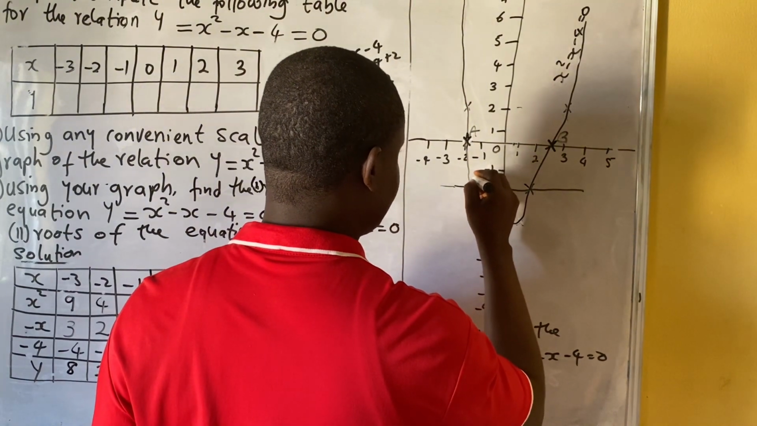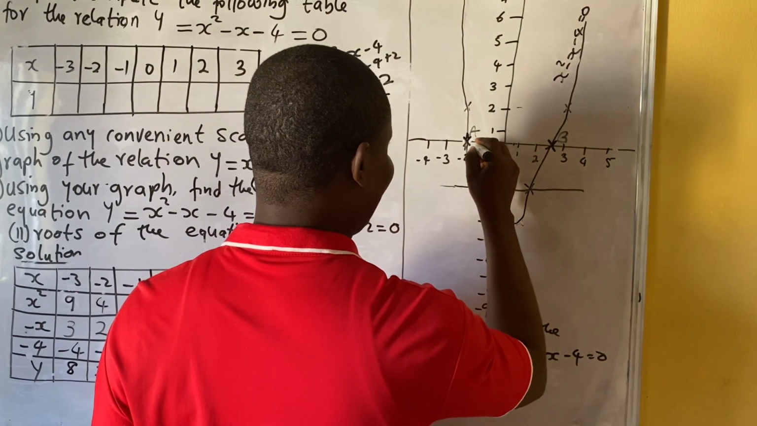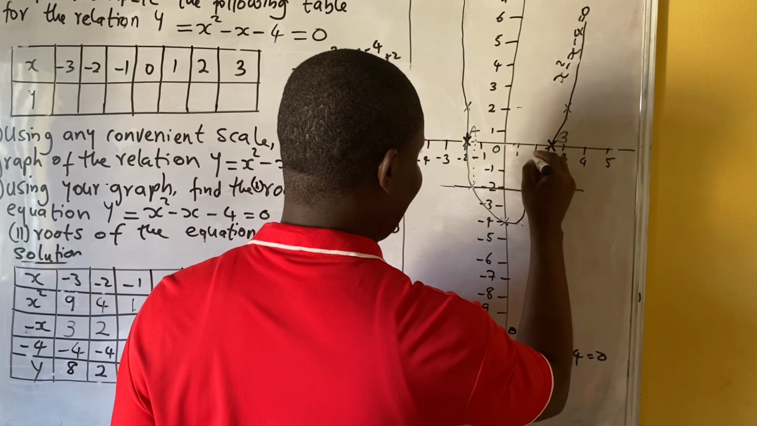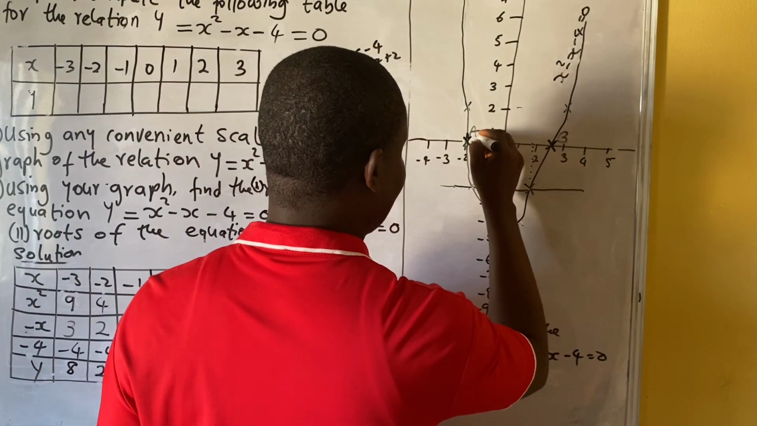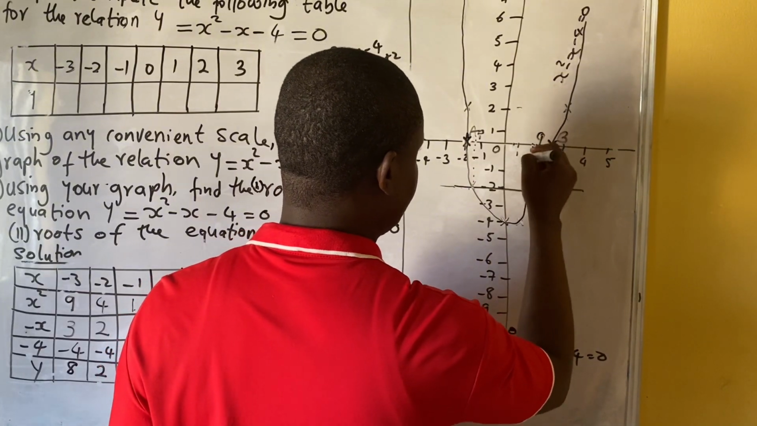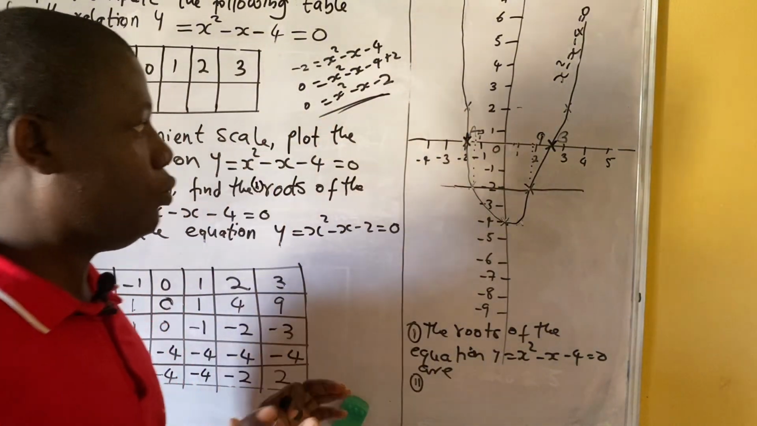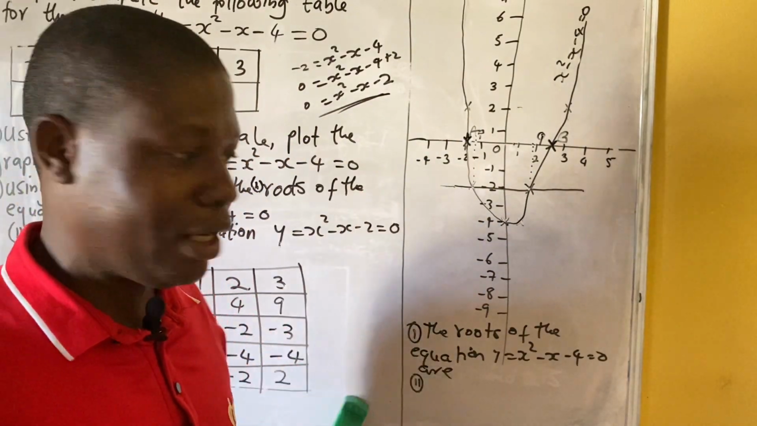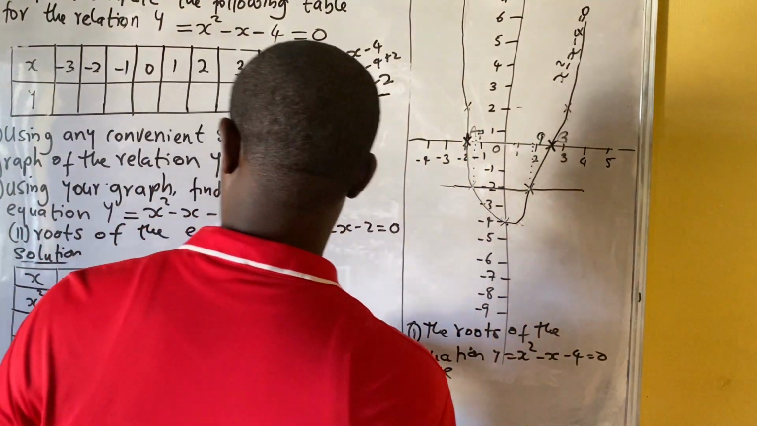So we trace it up to the x-axis. Trace from here to the x-axis. So please, let's call this point P and point Q. So on your graph book, I want you to trace this and tell me what your solutions are in the comment section, okay?